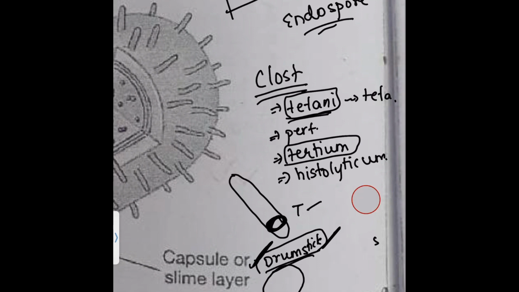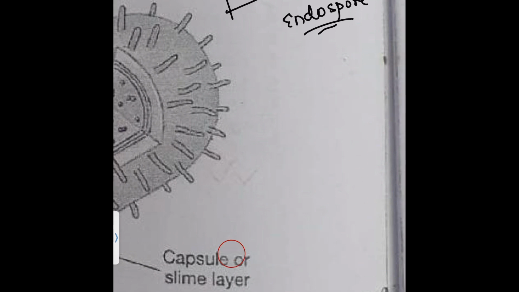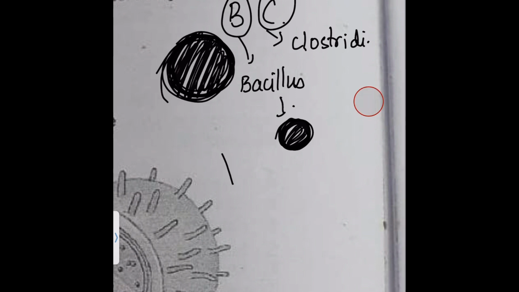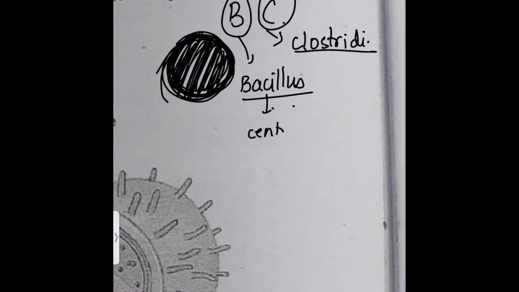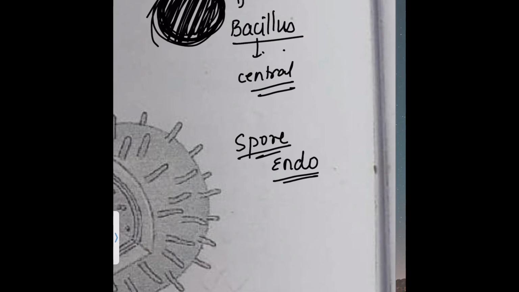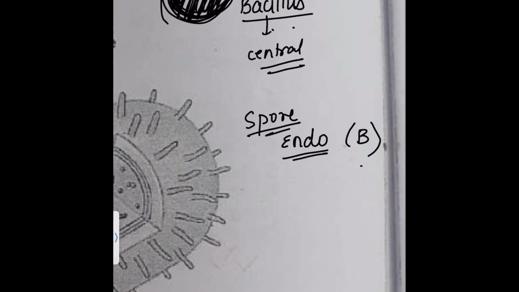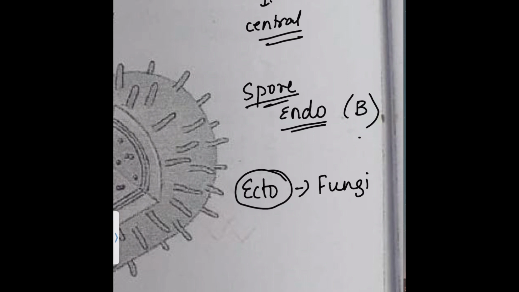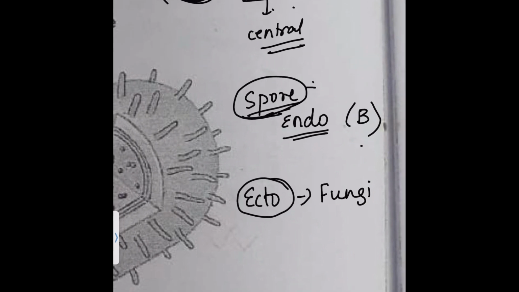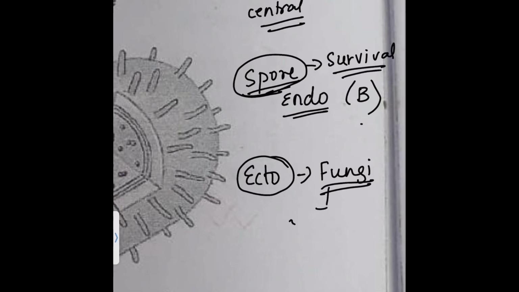For now all you need to remember is that there are two genera of bacteria which produce spores. One is Bacillus, the other one is Clostridium. Remember Bacillus has central spores, and spores are always endospores in case of bacteria. So are there ectospores? Yes, but ectospores are there in fungus. What is the use of spore? Spore is for survival, and in case of fungus, spore is for sexual reproduction. That is the basic difference.